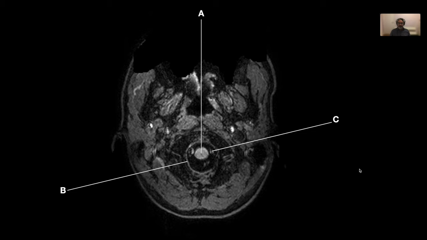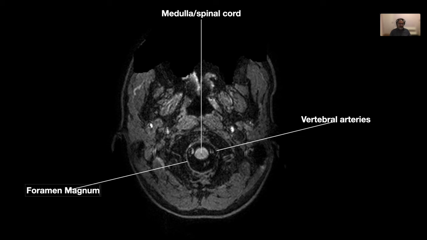Okay, so those are cerebellar tonsils. Now we're down one more. Now, this is for you. And tell me what you're looking for. Correct, that is what it is. Medulla or spinal cord. If you're looking at C, it's this little structure here. Yeah, C is still the vertebral arteries. And B is a bony structure. Yes, foramen magnum. Correct, that's the foramen magnum.